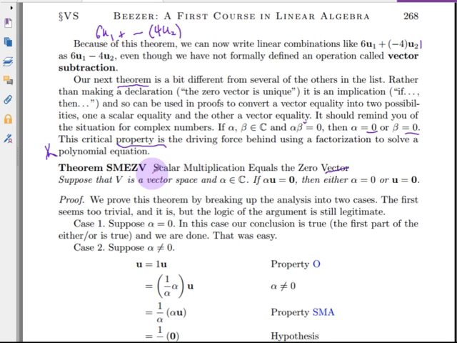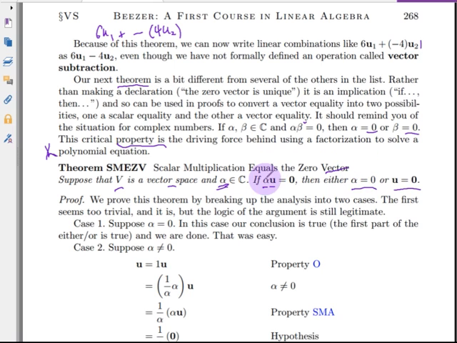Okay, so here's the theorem. Suppose that V is a vector space and alpha is a scalar in the complex numbers. If alpha times u is equal to 0, now of course u is a vector in the vector space. So if you have any constant times any vector in the vector space and the result is 0, then either the constant is 0 or the vector is 0.